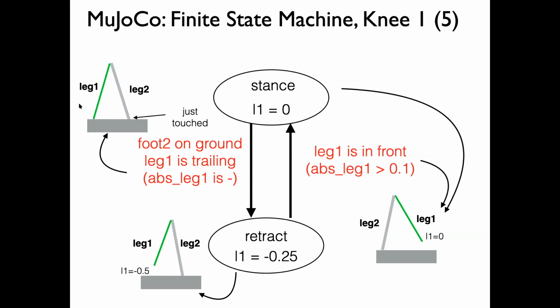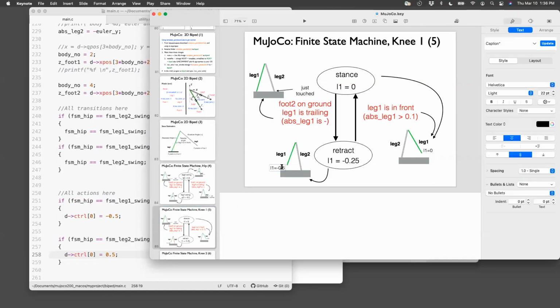What I need to do is I want to retract leg 1, but I retract leg 1 only when leg 2 is on the ground. So what I do is I check if foot 2 is on the ground, this one, and leg 1 is the trailing leg, so absolute angle of leg 1 is negative. You could also check absolute angle of leg 2 is positive. That'll be just fine. If that happens, then I want to transition to retract, which means that leg 1 retracts now. This should be, sorry, minus 0.25, not minus 0.5.